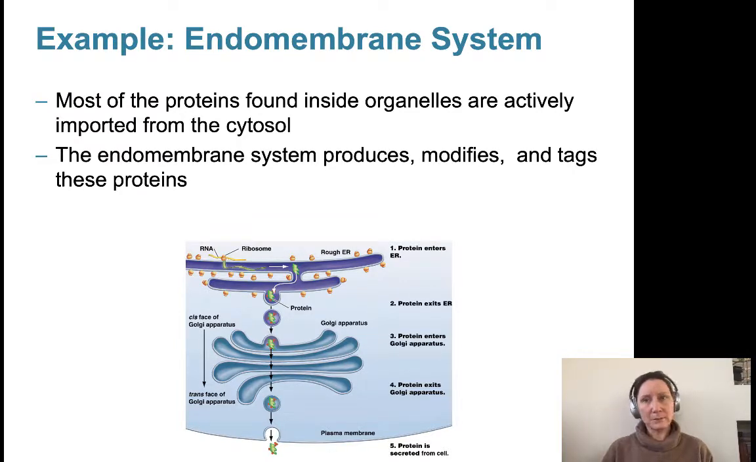If we take another example, say from the endomembrane system, this is just a stylized diagram that gives an overview of what's happening within the cytosol. So proteins that are found inside organelles are actively imported, and the endomembrane system produces, modifies, and then tags these proteins, and then it literally sorts them according to those tags. They wander off in vesicles, and they're transported to where they need to go.